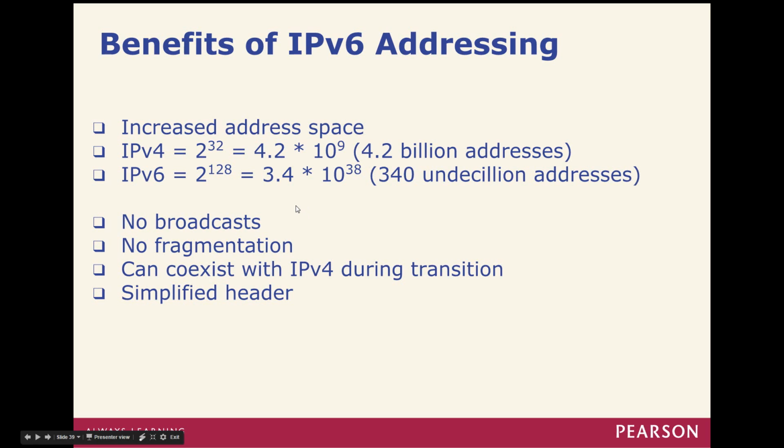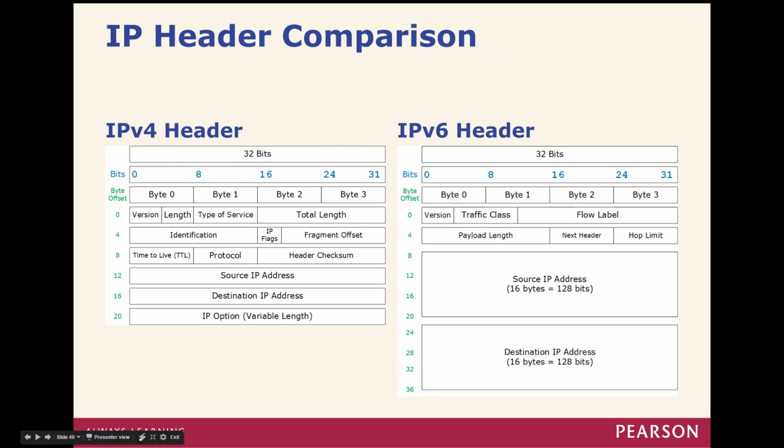Some changes to IPv6. There are no broadcasts. There's no fragmentation of packets. You can work with IPv4 as well as IPv6 while we're transitioning between the two, and the packets look a little bit simpler. So if you look at IPv4 versus 6, you see we need more space because we have a much larger source and destination IP address, but they've gotten rid of a lot of the headers, or they've condensed them down and made them a little bit more efficient.